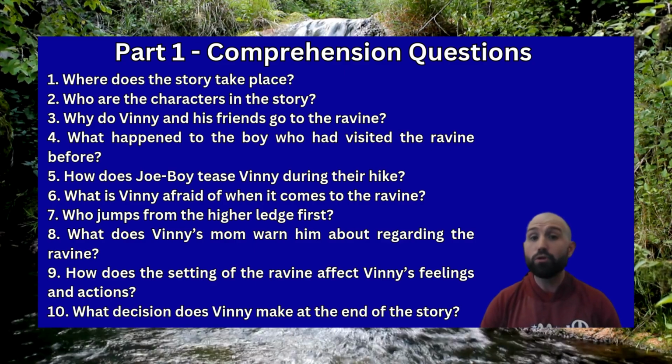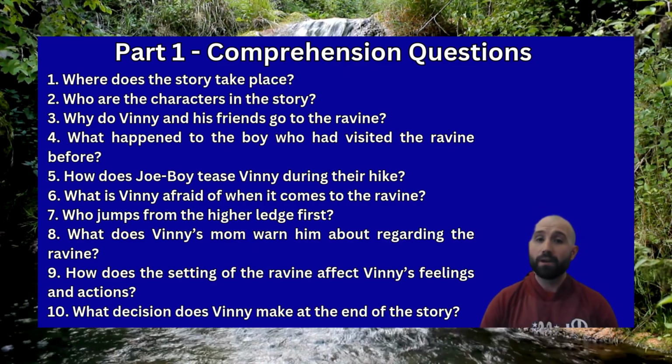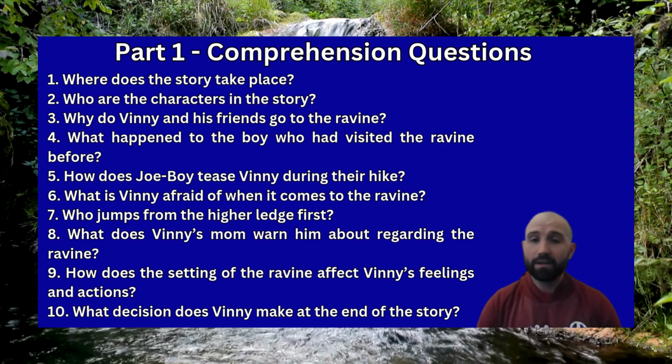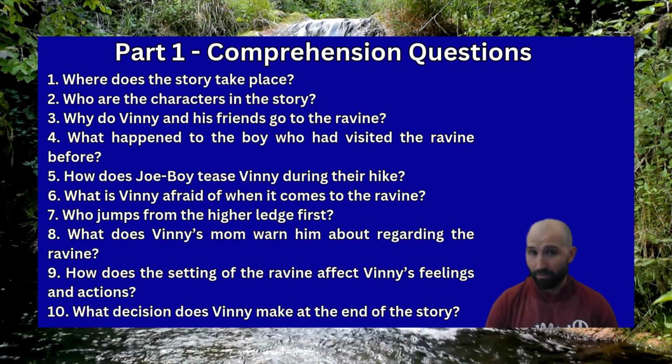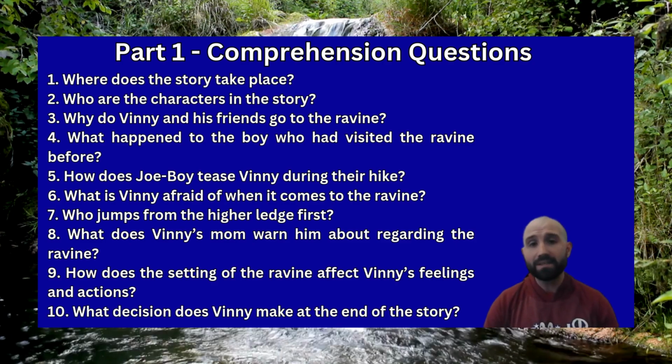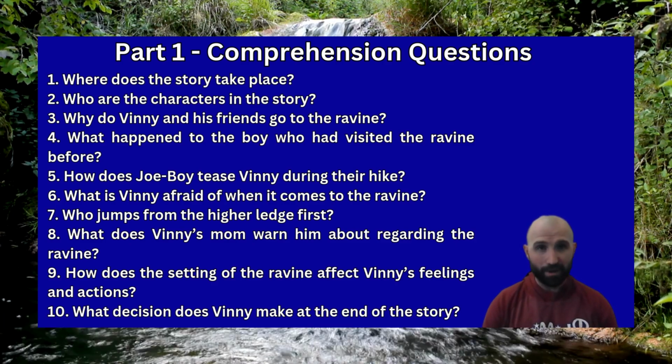Number 7, who jumps from the higher ledge first? Number 8, what does Vinny's mom warn him about regarding the ravine? Number 9, how does the setting of the ravine affect Vinny's thoughts and actions? And number 10, what decision does Vinny make at the end of the story?